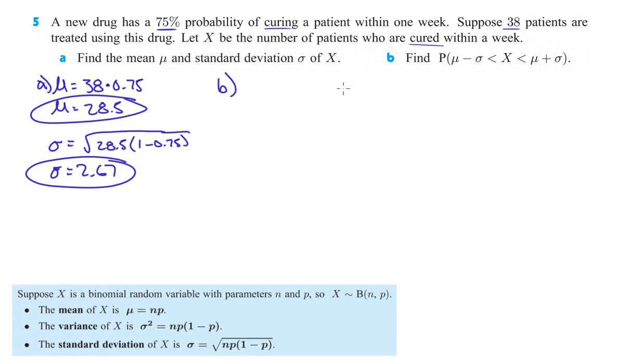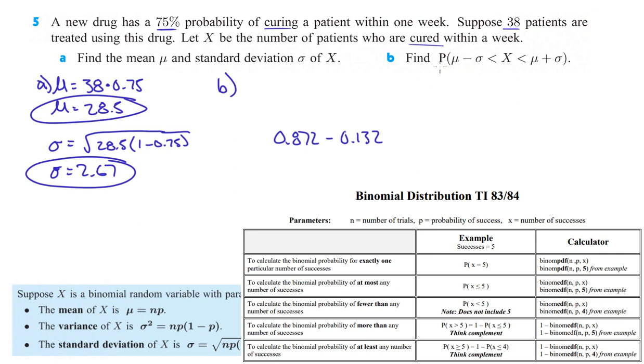Part B is find the probability, and now they got all this crazy notation here: the mean minus the standard deviation for X, and then the mean plus the standard deviation. So this is saying find the probability that X is going to be between one standard deviation below and one standard deviation above. Okay, so we're going to end up using the calculator to figure out this one.